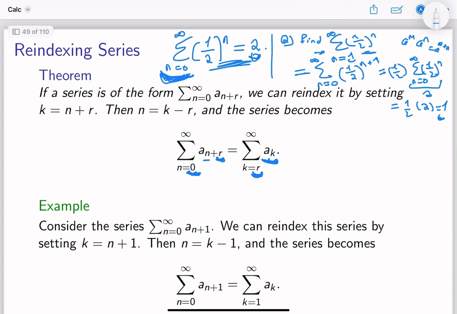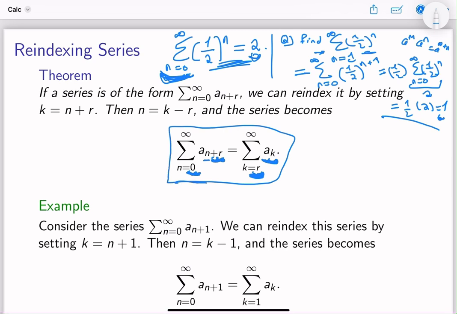Anyways, this is one important example of why we need re-indexing. Sometimes this constant is annoying and you want to get rid of it, and the way you get rid of it is by starting from zero, and sometimes you want to start from zero and go back. So this is the formula. If you have a sum from n equals 0 to infinity of a sub n plus r, you can rewrite this as the sum from k equals r to infinity of a sub k.